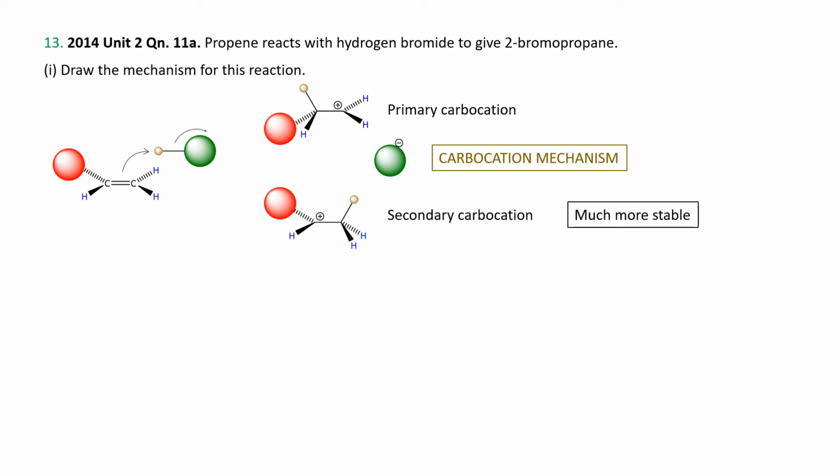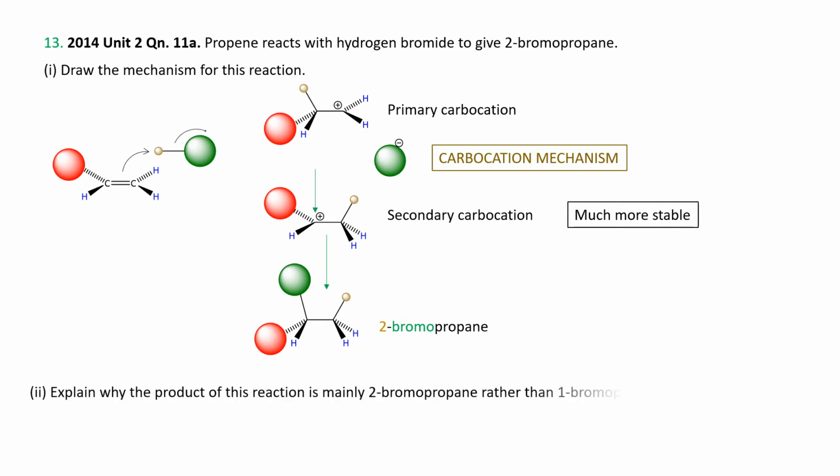At this stage then, the bromide, which is negative, sees that positive, says, oh, negatives like positives, and so pops on in to give you 2-bromopropane. Okay, it's not a chiral center, even though it might look like it, because the red blob is a methyl group and this is a methyl group. So no R or S, just 2-bromopropane.